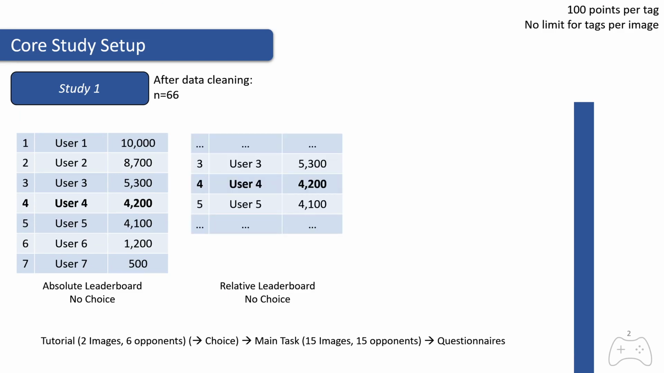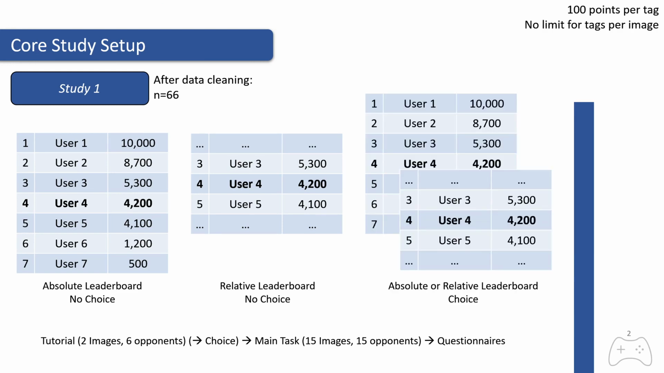In the second condition, users needed to do the experiment with a relative leaderboard. This means they only saw the opponents right next to them. Finally, in the choice condition, users experienced both leaderboard versions in the tutorial, and before the start of the main task, they could select which version they wanted to use for it.